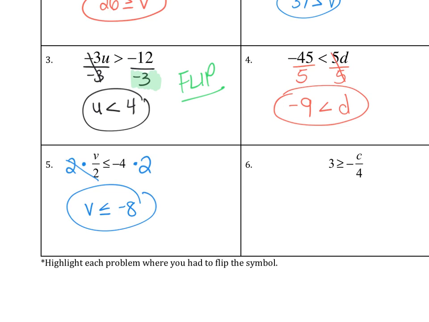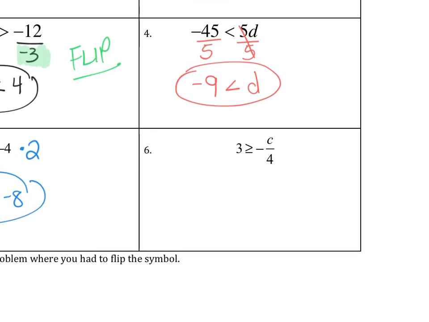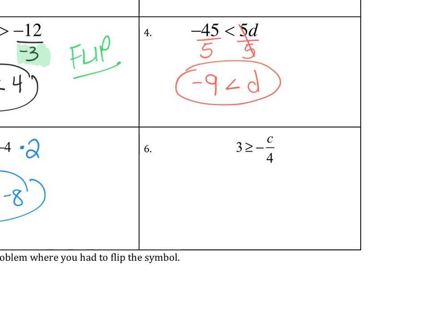And then in the last one, we have 3 greater than or equal to negative c over 4. I'm going to rewrite this equation to start off so that you can see where the negative applies, okay? So whenever you see a negative symbol out front, apply it to the number that is in the equation. So really this equation can look like this: 3 greater than or equal to c divided by negative 4. So I'm just going to apply it to that 4 in the bottom because that's the number in our situation.